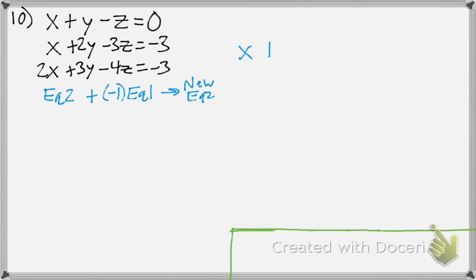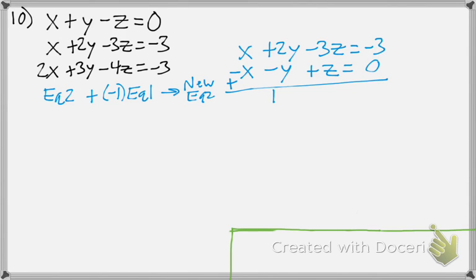So x plus 2y minus 3z is equal to -3. Negative x minus y plus z is equal to 0. And then if I add these up, this is going to be 1y, or just y, minus 2z is equal to -3. So I want to update my system. Again, every other equation is going to stay the same. The only equation that I'm changing is the second one.